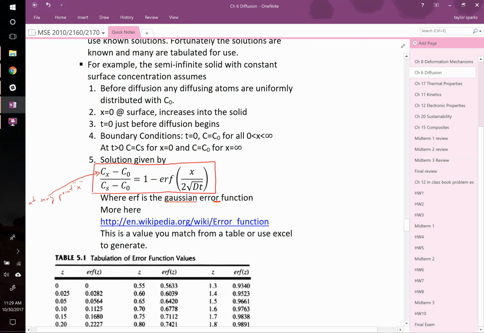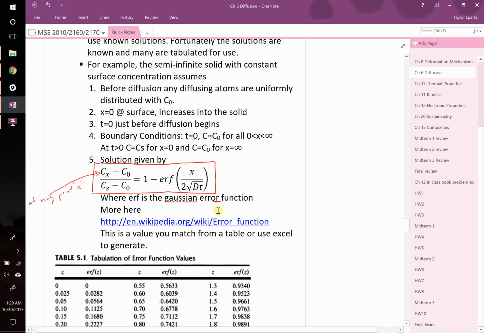Right? You have C0, that was your initial concentration everywhere. Cs, that's what the concentration is at the surface, right? Then you have 1 minus ERF. ERF stands for the error function. And that's a mathematical tool that we're not going to get into. You can read more about it here at the wiki page on it.